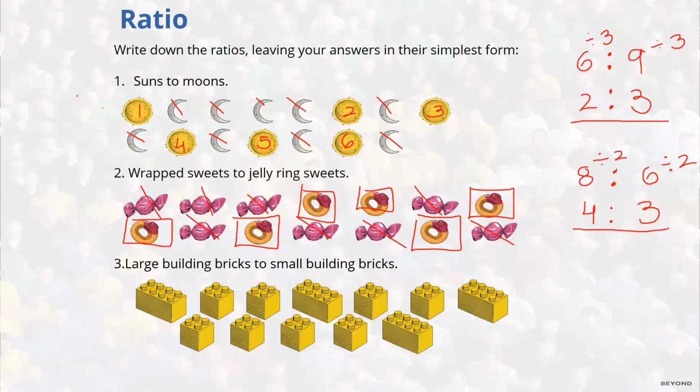Mr. Petit, I did mine the opposite way. I put 6 to 8. It does matter which direction you write it in. For sure, that's a very good question. You don't get to put the 8 in the front. How do we know? Because whatever they say first goes first. Wrap sweets, then jelly ring sweets. So you have to put the wrap one first. Respectively, that's the word.